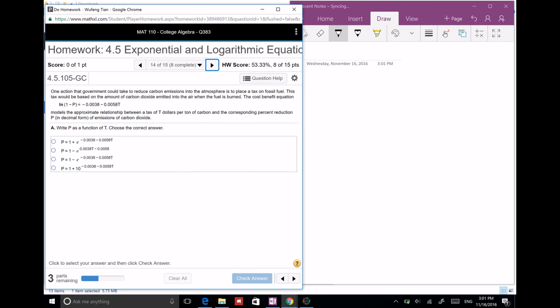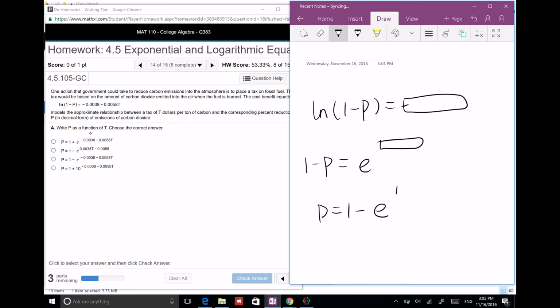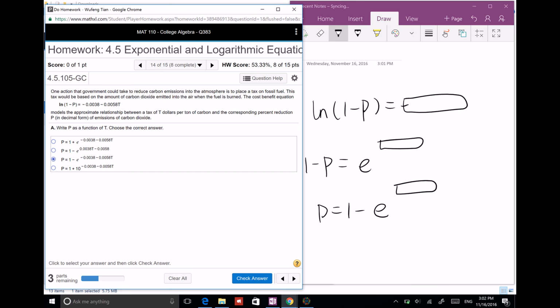One action that the government can take to reduce carbon, ln equals that, so solve for p. Okay, so we got ln of 1 minus p equals negative the whole thing. You got 1 minus p equals e to the power of the whole thing, and then p equals 1 minus e to the power of the whole thing, which is the other negative. So 1 minus e to the negative, negative, so it's going to be this one.